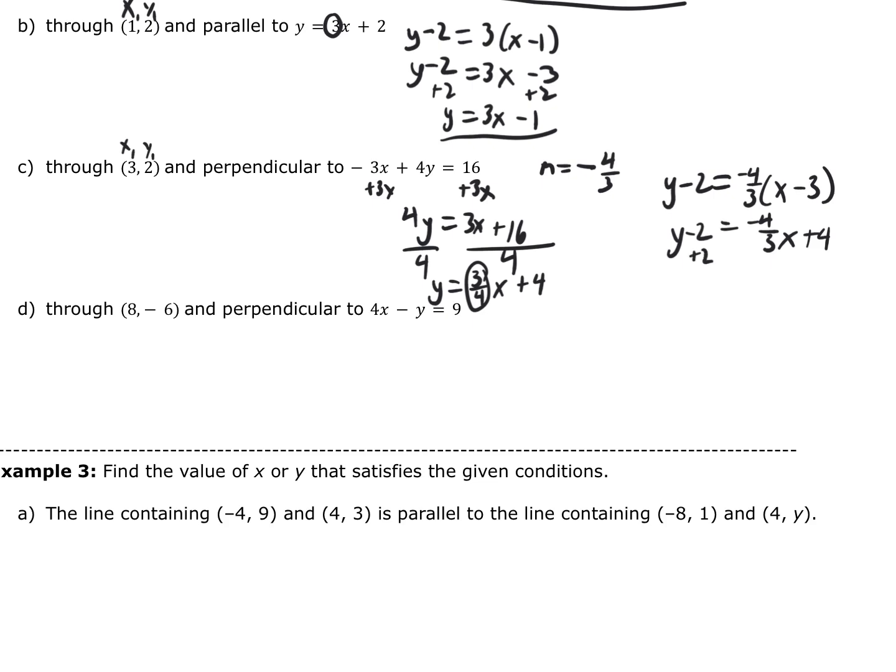Then we add 2 to both sides. So y equals negative 4/3 x plus 6. And that is my correct equation.